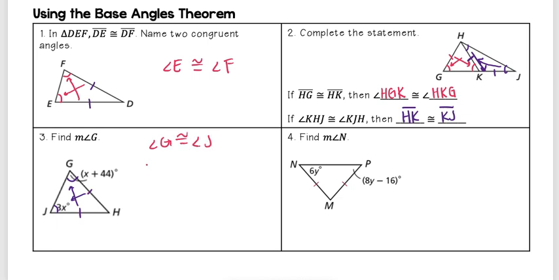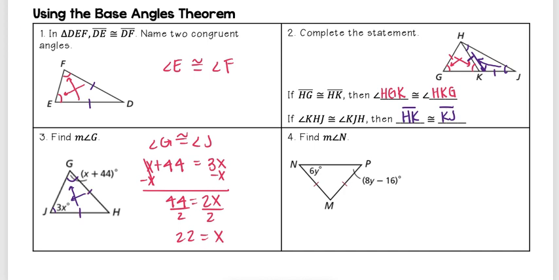Well, angle G is just x plus 44. Angle J is 3x. And so now I just need to solve for x, so go ahead and subtract x from both sides. And then divide by 2. So we get that 22 is equal to x.